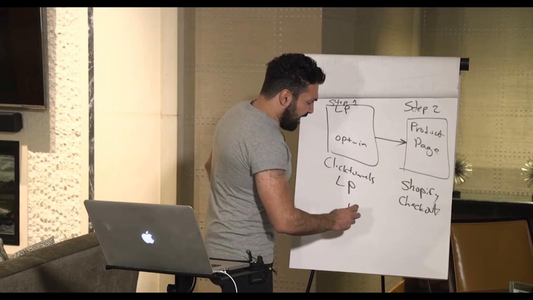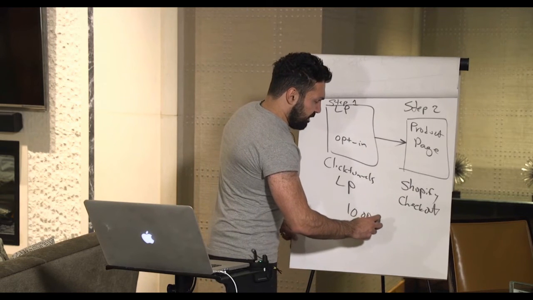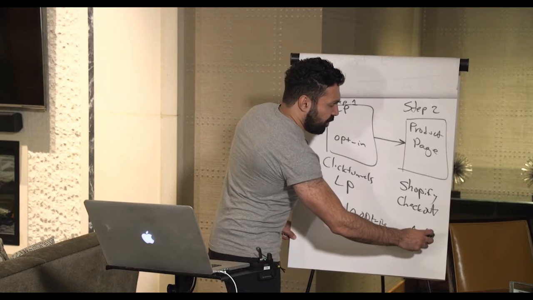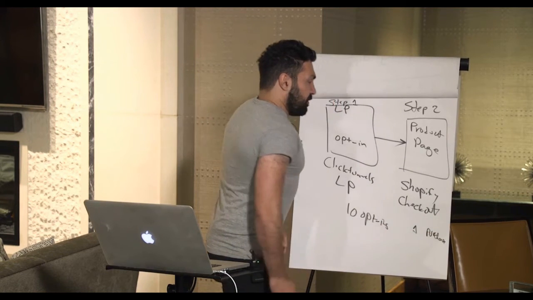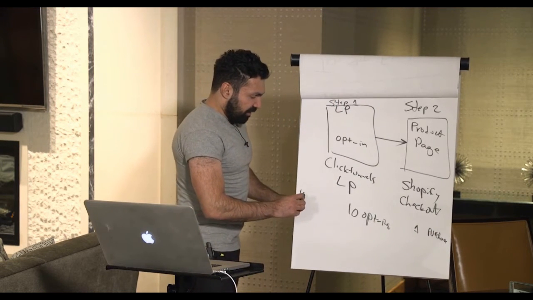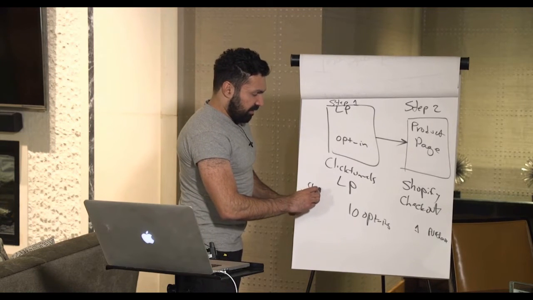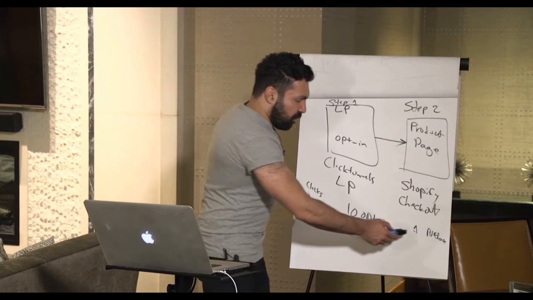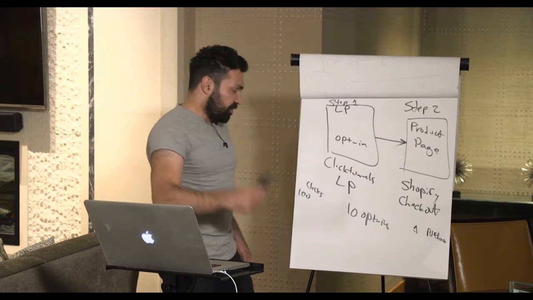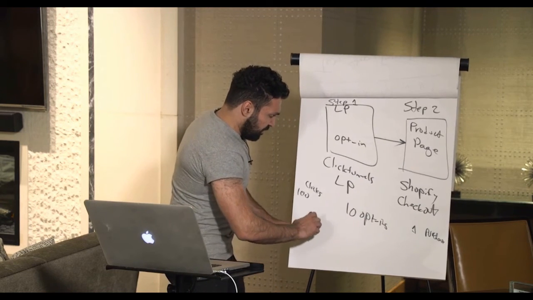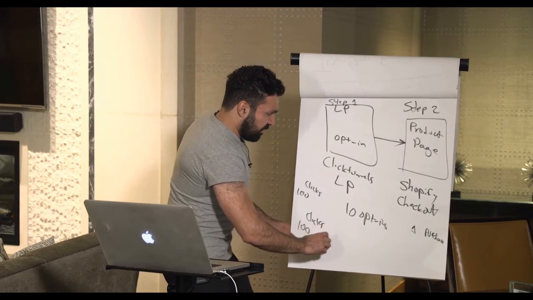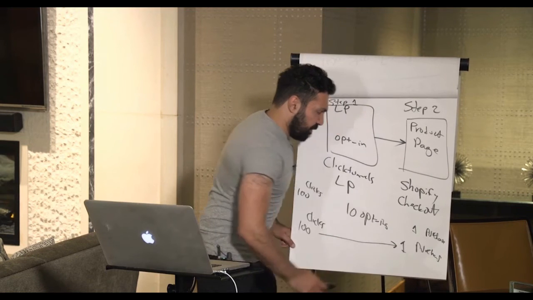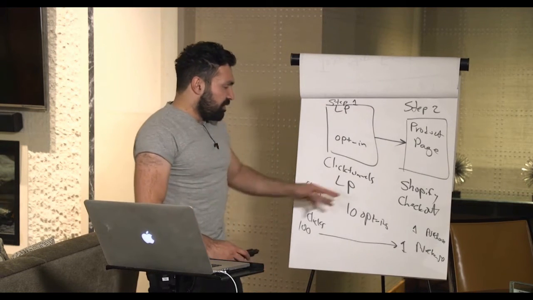Let's say for every 10 opt-ins, you get one purchase, okay? So let's say from 100 clicks that you send to this page, 10 of them opt in and 1 of them purchases. That's in a two-step process. In a one-step process, you have 100 clicks going directly and capturing only 1 purchase. All right? So you already see what's the advantage here.